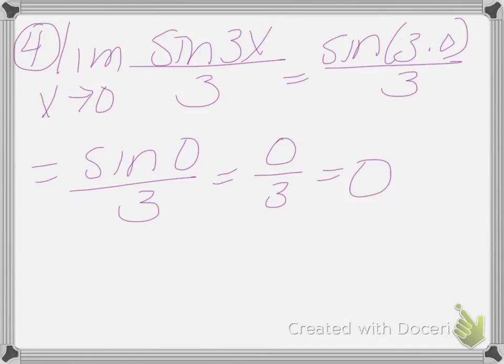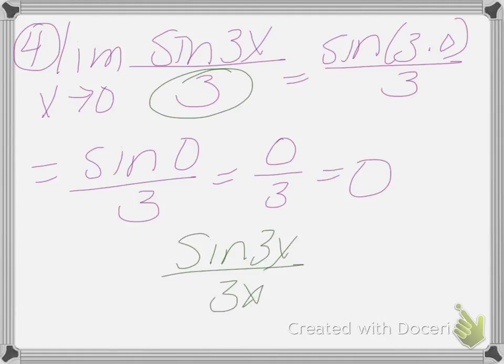Just to clarify, this is not the rule, because this is sine of 3x over 3. It would be the rule if it was sine of 3x over 3x. So if it looked like this, then the rule is 3 over 3, but there's no x in the denominator.